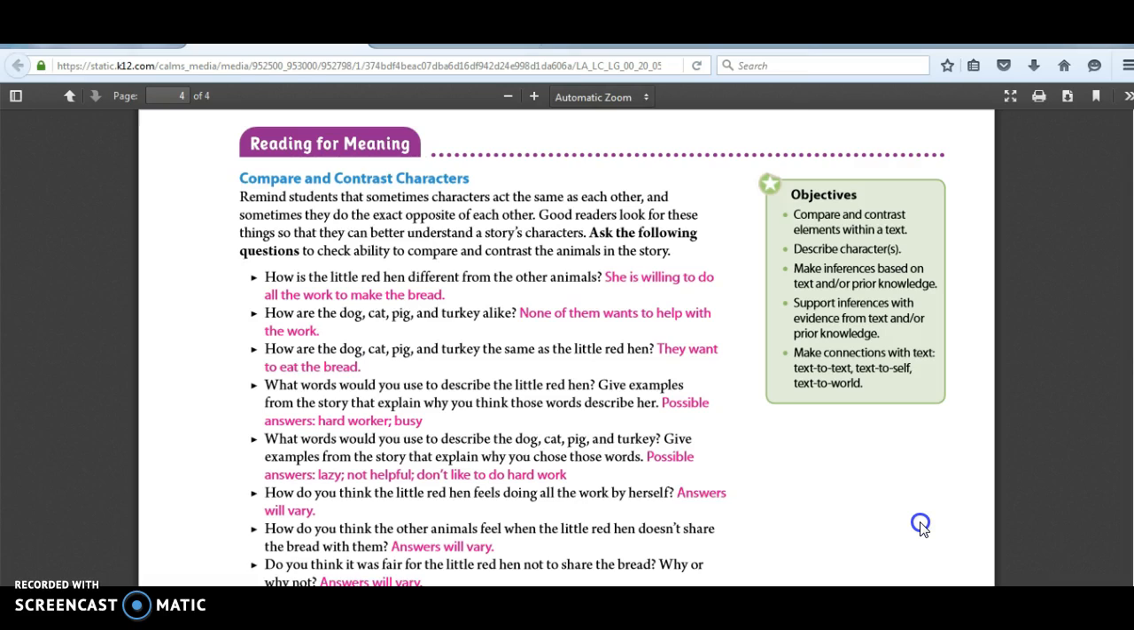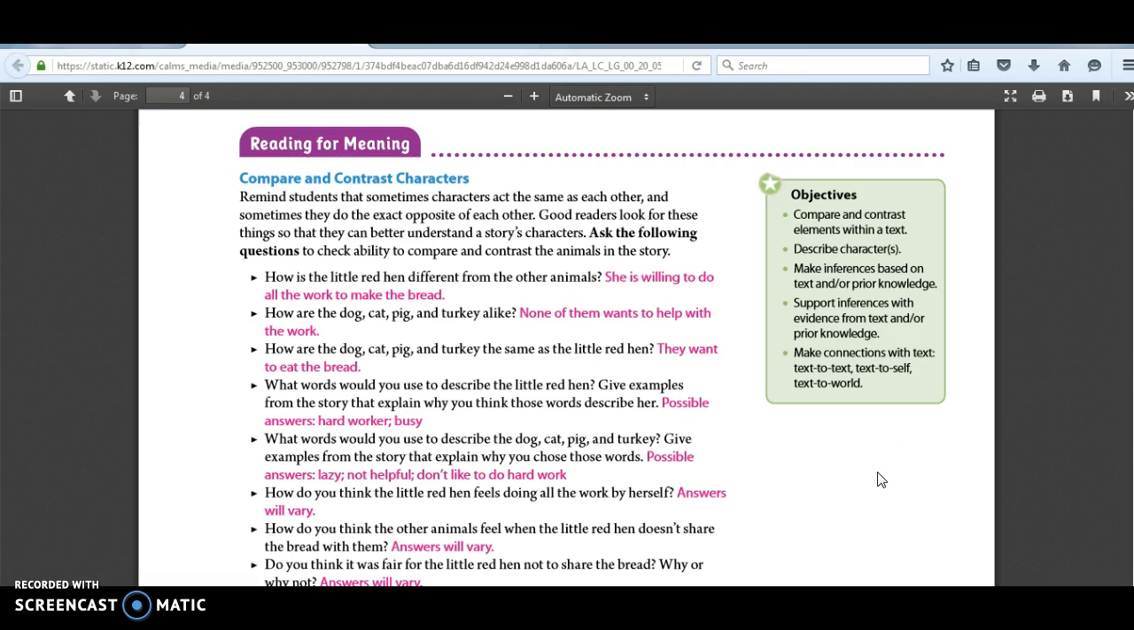How do you think the Little Red Hen feels doing all the work by herself? How do you think she feels? Tell your learning coach, how do you think the Little Red Hen felt about doing all the work by herself? She probably was not very happy. She probably felt very busy because she was having to do all the work by herself. Probably not happy with her friends.